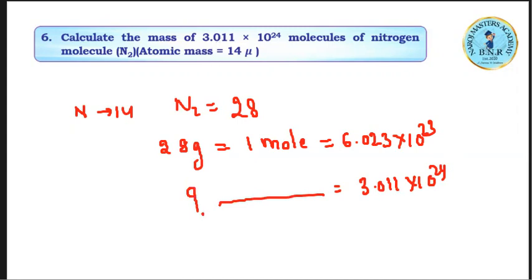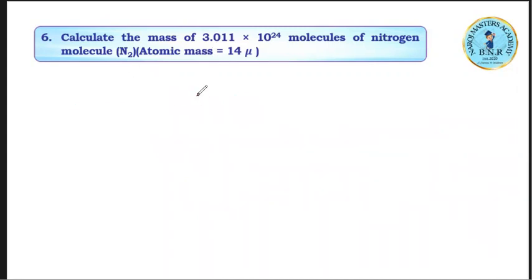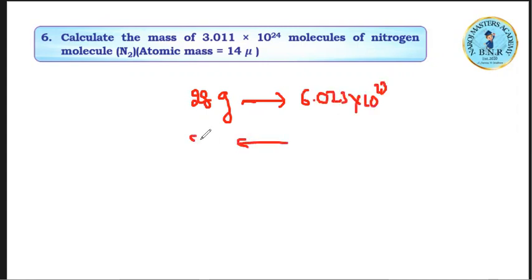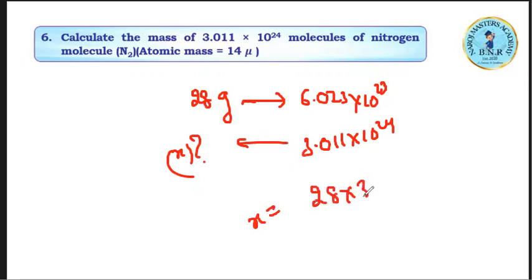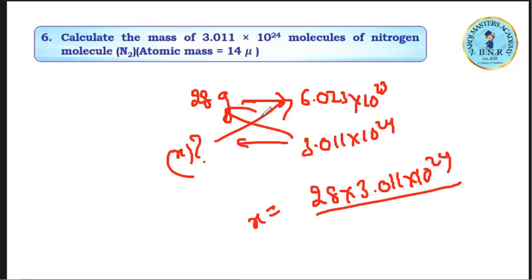Now find the mass. 28 grams is equal to 6.023 into 10 power 23. Then how many grams is equal to 3.011 into 10 power 24? Do cross multiplication and then find x. So x is equal to 28 into 3.011 into 10 power 24 by this one. This into this into this.